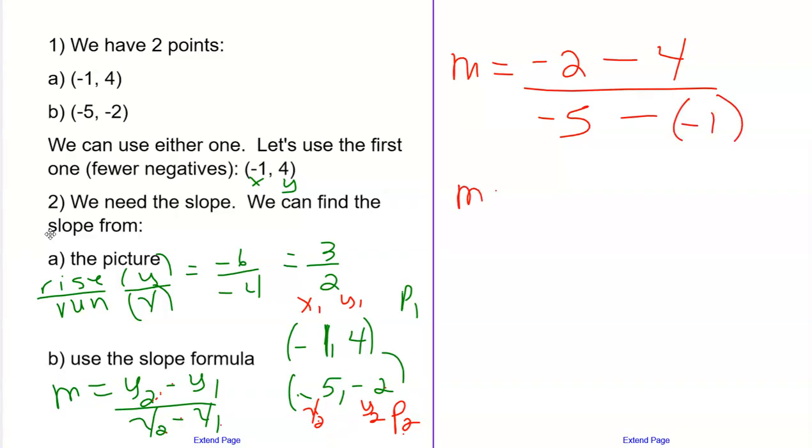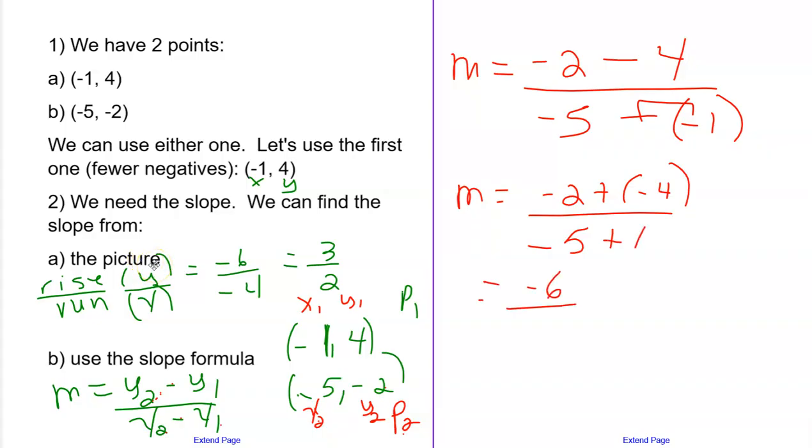So we need to simplify this. -2 plus -4, and -5 plus 1. When 2 negatives come together, they negate each other. We get -6 over -4 and a positive 3/2. So we have 3/2. We found it graphically and we found it algebraically.